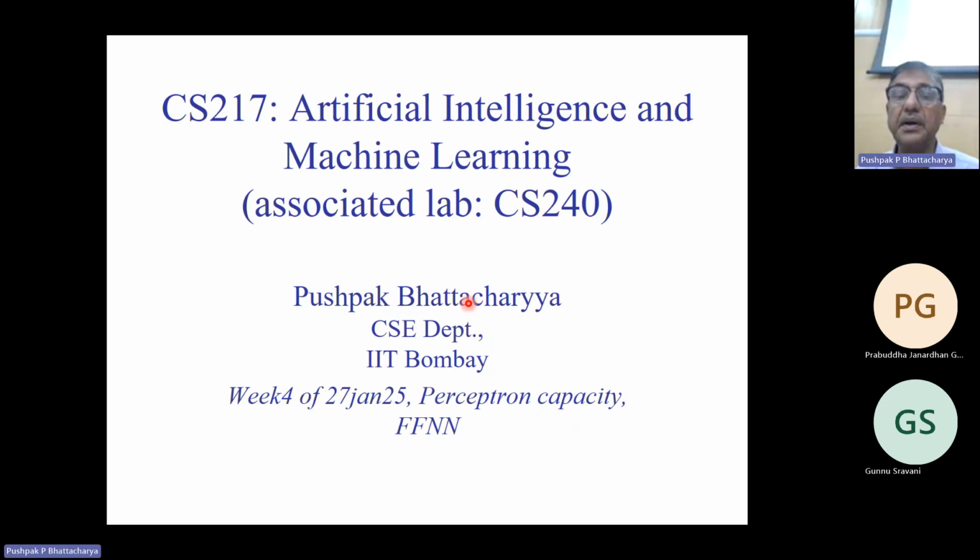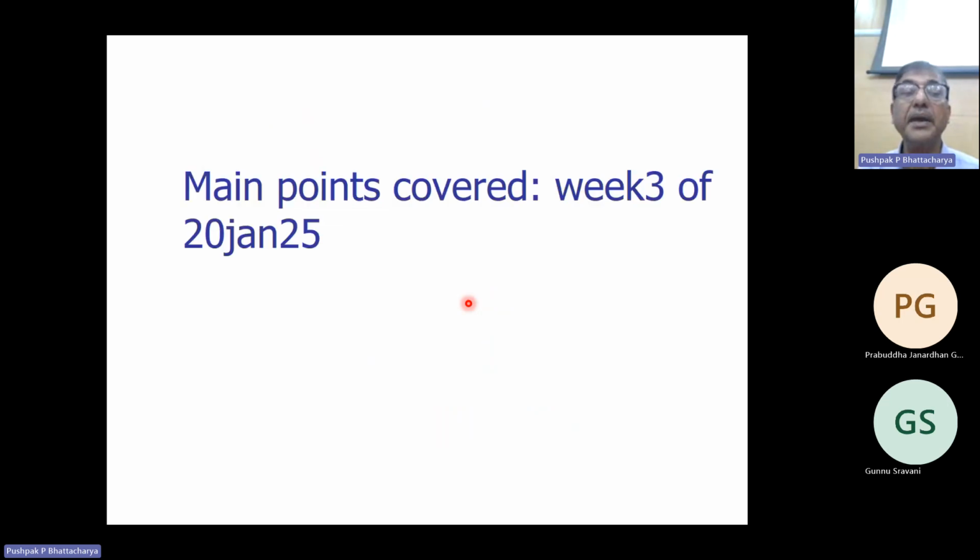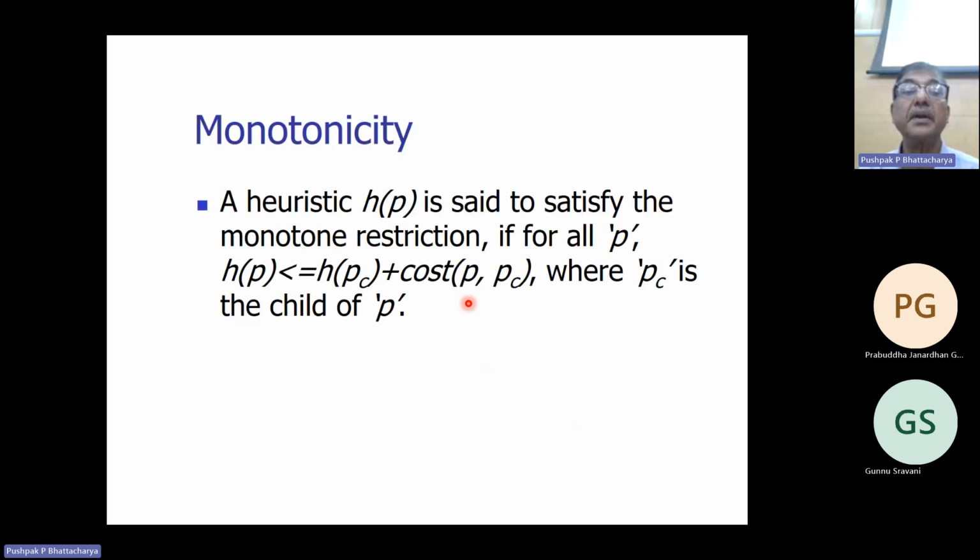Today we would like to do the perceptron capacity in more detail and also start feedforward neural network if possible. Now, main points covered in the last week, the week 3 of 20th January 25, are the following. We covered the concept of monotonicity, which is a very reasonable restriction on the heuristic. It is triangular inequality. The cost of going from the parent to the goal is less than or equal to the cost of going from the parent to the child, that is cost P comma PC, plus the cost of going from the child to the goal node. So it's a triangular inequality.